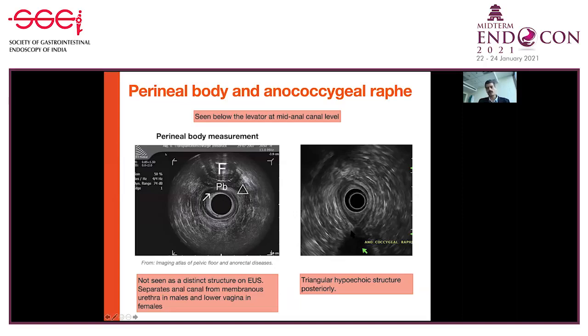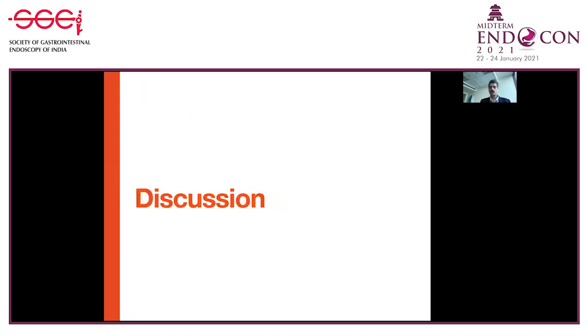That is the definition. Anococcygeal raphe is also seen in the mid-anal canal as a triangular hypoechoic structure posteriorly, and the importance is that this should not be confused with a midline posterior sphincter defect. And I think I managed to cover most of the anorectal anatomy with US, although in a rushed fashion. I shall be happy to initiate any discussion. Thank you.